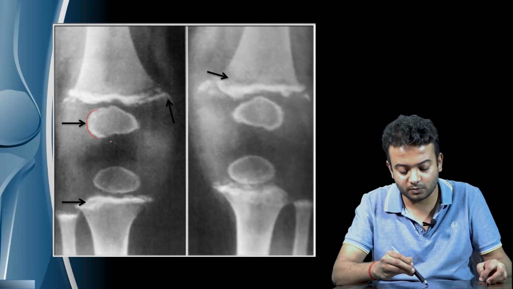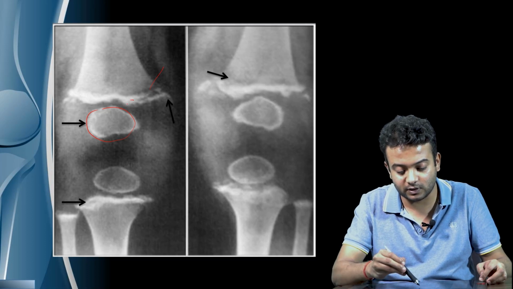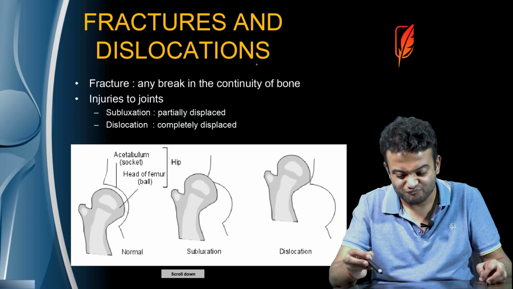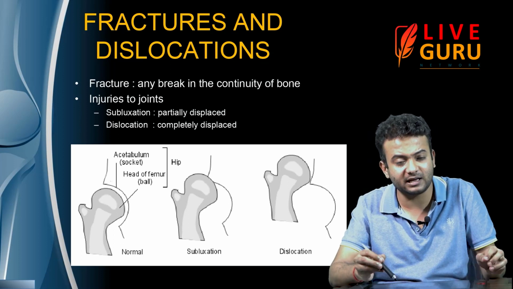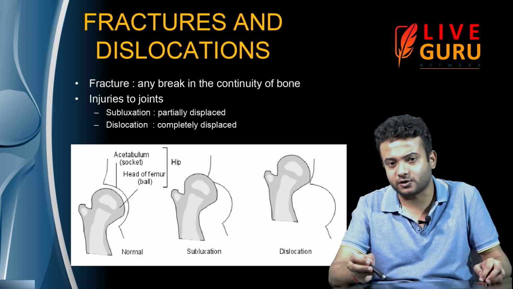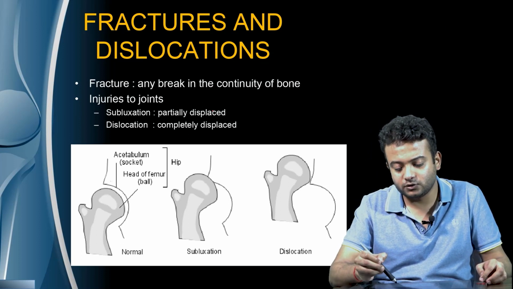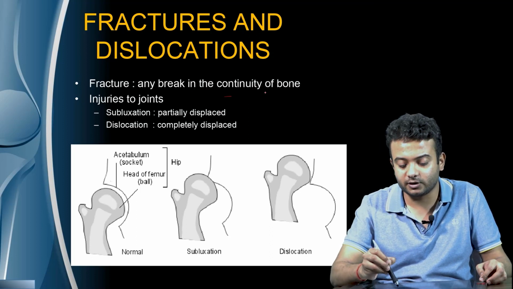So this is the same thing: the Wimberger ring sign, the scorbutic zone, and the white line of Frankel. The dense zone is the white line of Frankel, and this lucent zone is the scorbutic zone. Now, fractures and dislocation. Usually a fracture represents any discontinuity in the tissues, and it does not always have to be a bone. But usually we talk about any break in the continuity of the bone.